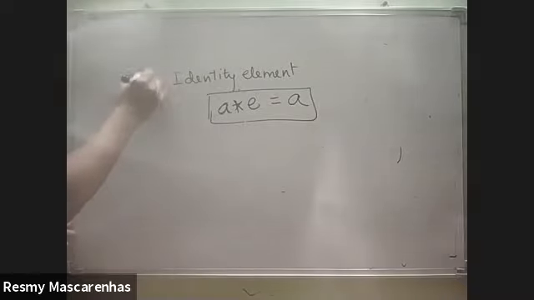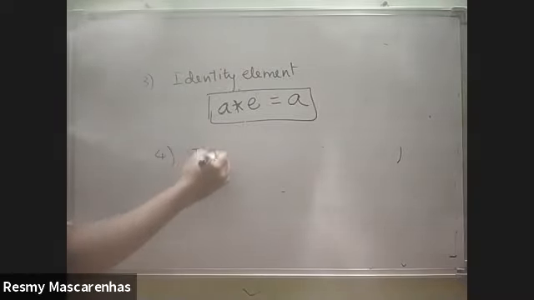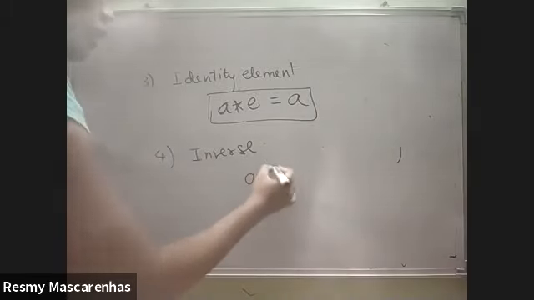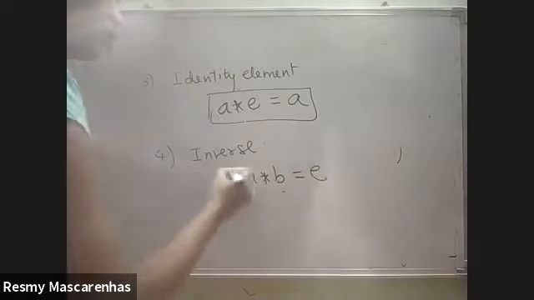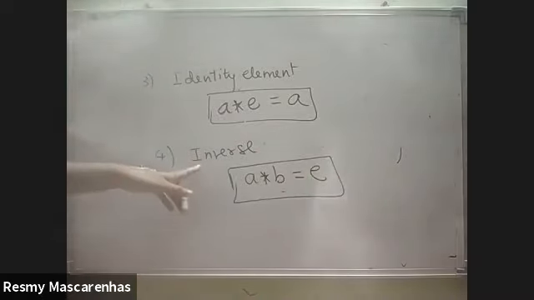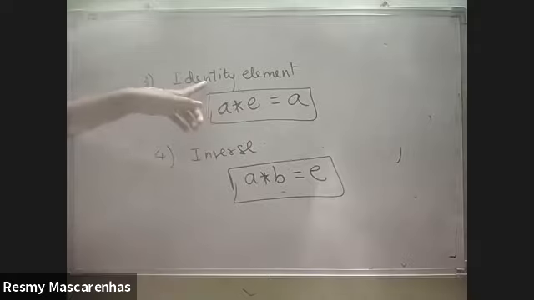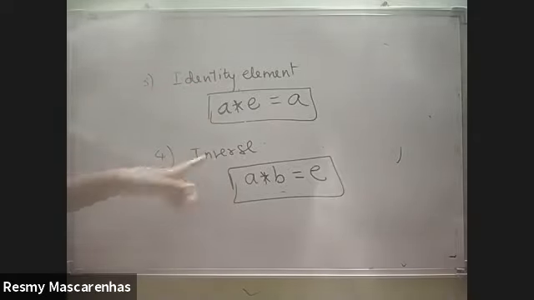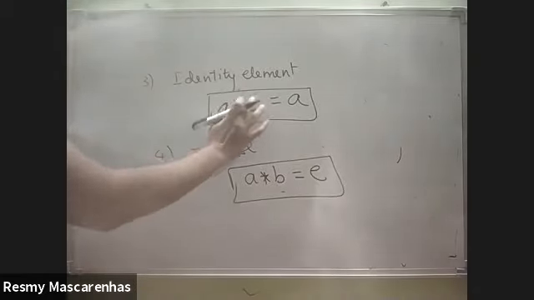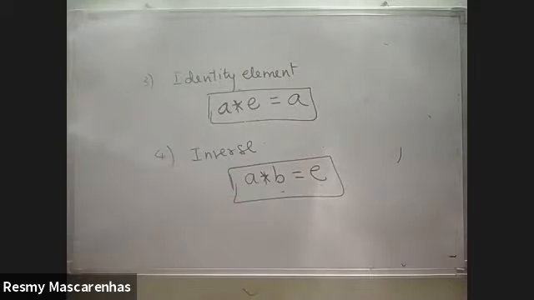And last, if they ask you to find the inverse of an element, then this is the condition: A star B is equal to E. So this formula you have to remember for finding the inverse. This formula is to find the identity element and this formula is to find the inverse. They are slightly confusing, because E is over here in one and E is here in the other. So just be careful with this. Okay, now we'll start with the actual problems.